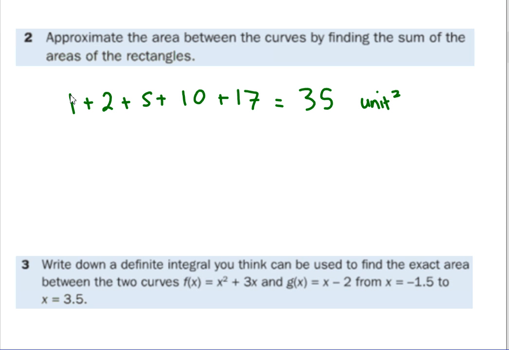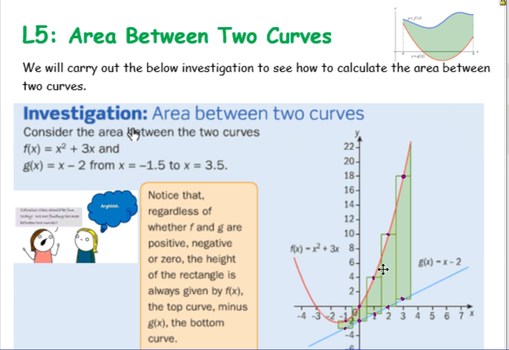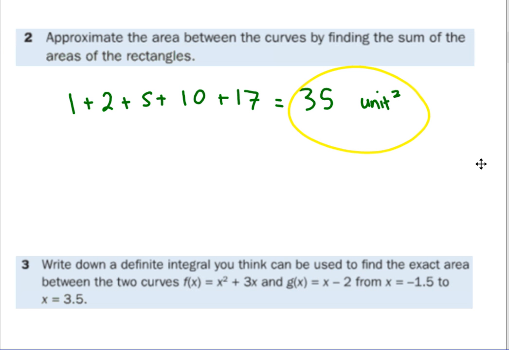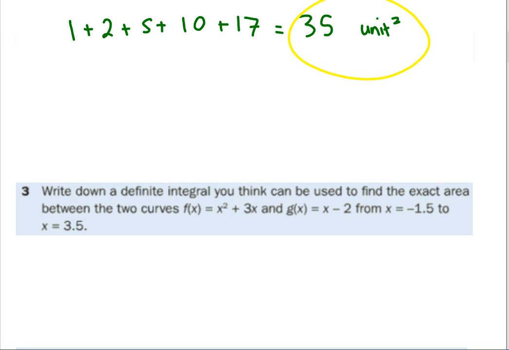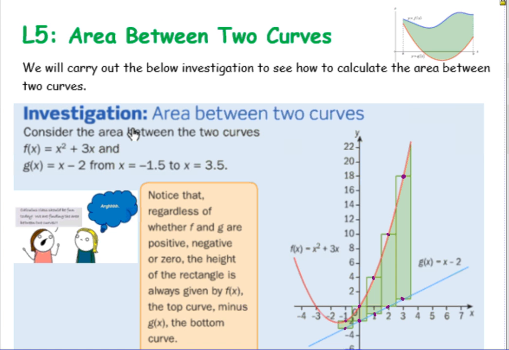So they've told us roughly, because notice the topic is about areas between two curves. So what we've done is we've vaguely, by hand, worked out the area between two curves. So what we're asked to now do is write down a definite integral you think can be used to find the exact area between the two curves, like x squared plus 3x, the quadratic, and x minus 2, the linear, between x is -1.5 and 3.5. What they're asking is, how do you guess that we might set up a definite integral to work out the areas between these two?